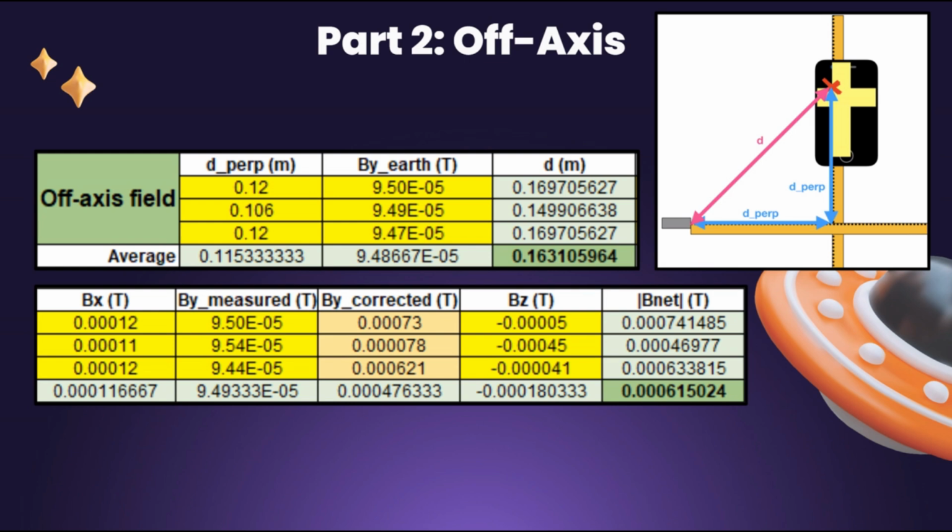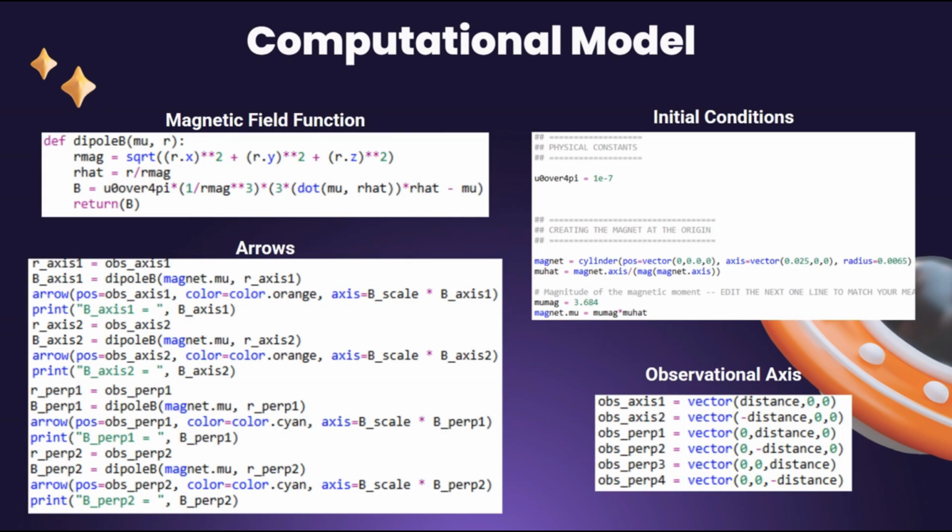For the second part of the experiment, we then measured the distance and the magnetic field when the magnetometer was off the axis of the dipole magnet. This allowed us to see, once again, the strength of the magnet based on the distance that the magnetometer is away from it, as well as how the Earth affects the pull of that magnet. So then we made a computational model to once again model that magnetic field that we are observing.